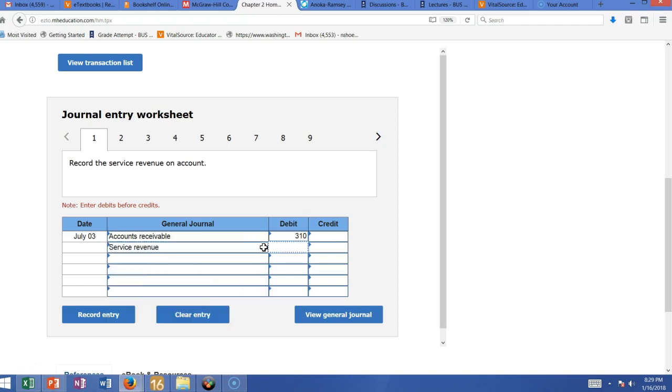Service revenue. So remember, if Jake is doing some work to get revenue, then the revenue is income, right? If it's on account, that means we didn't receive the cash. It's accounts receivable here, right?